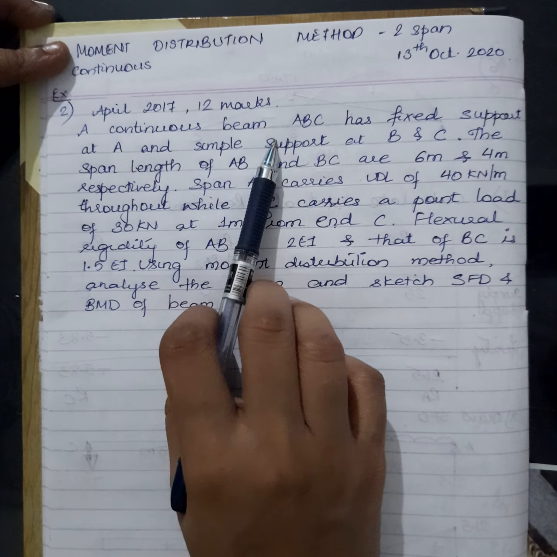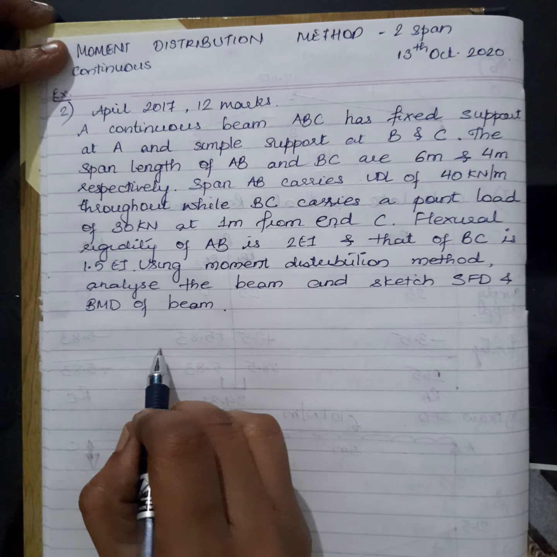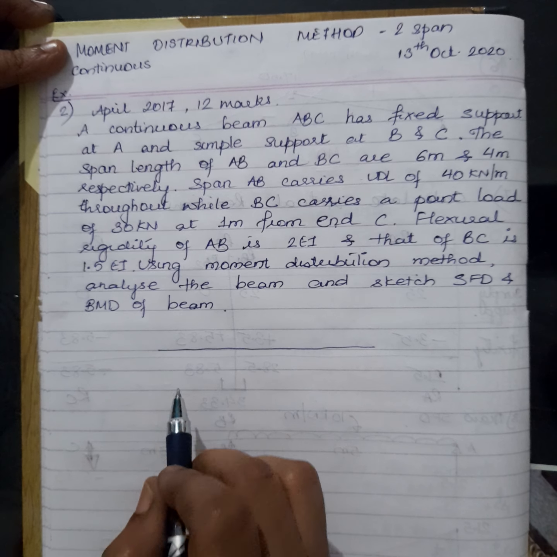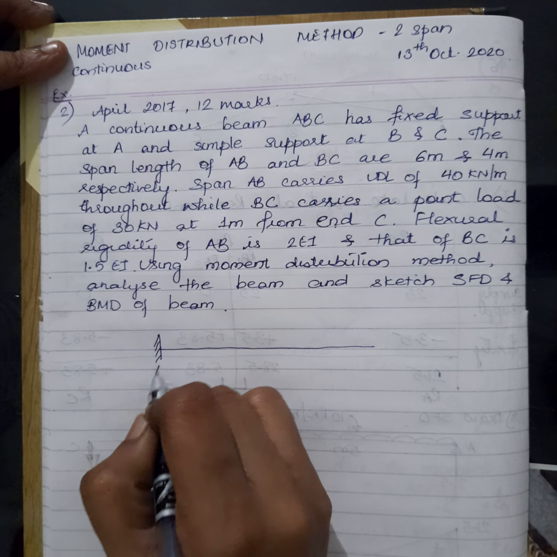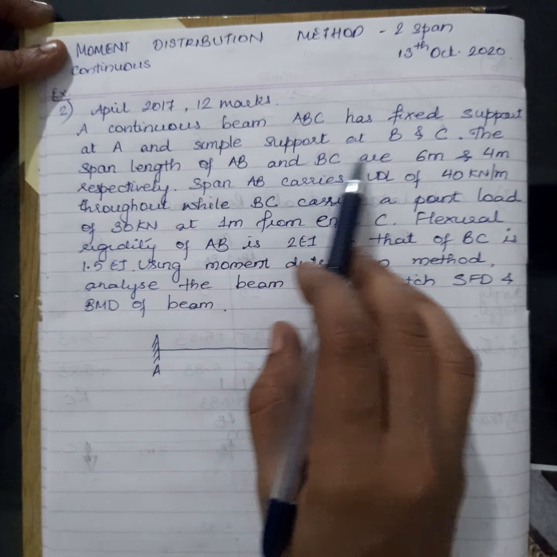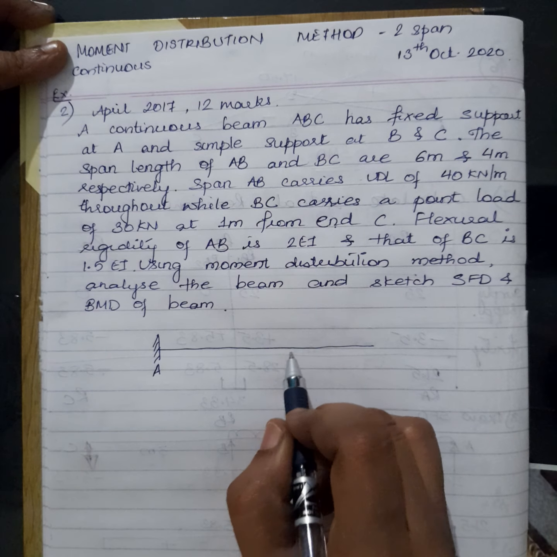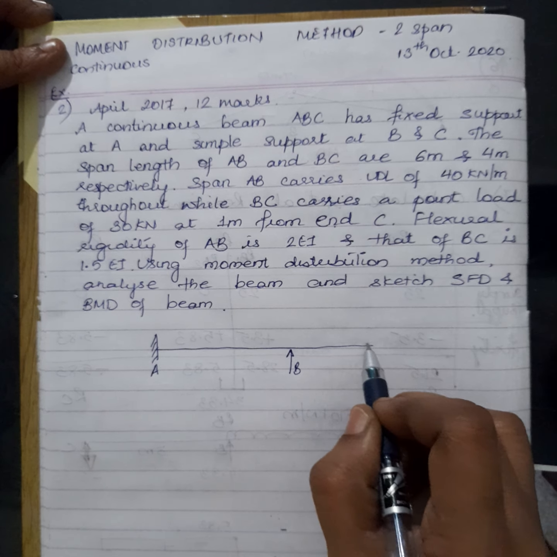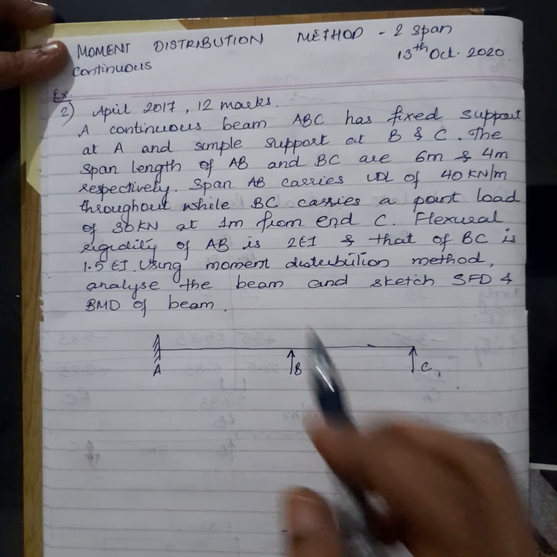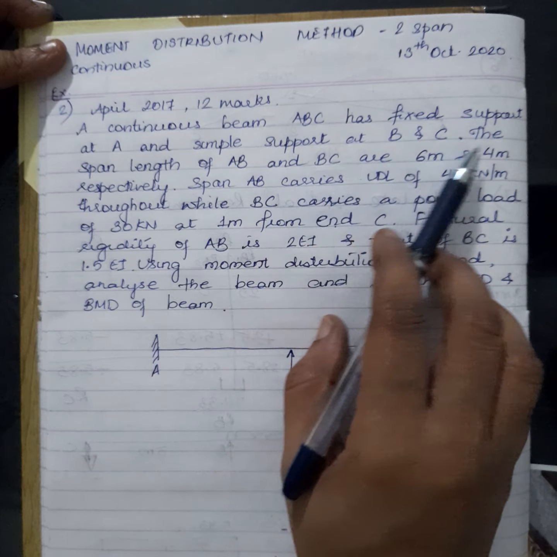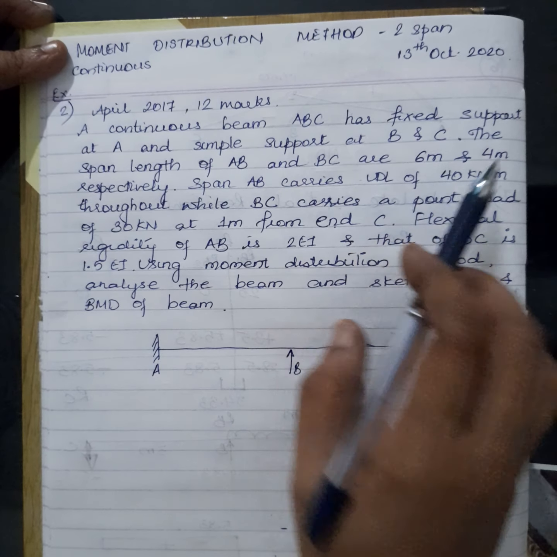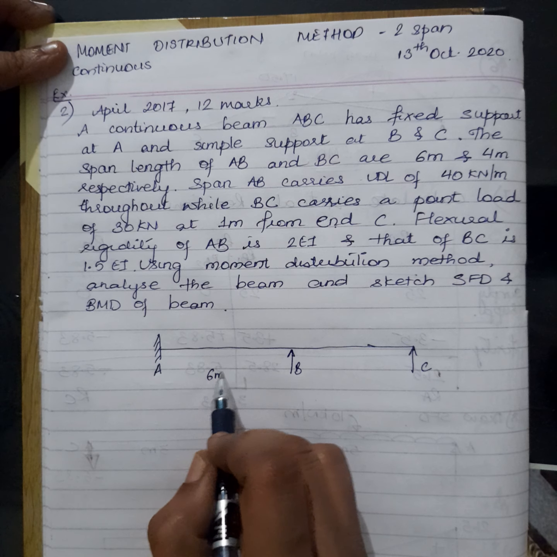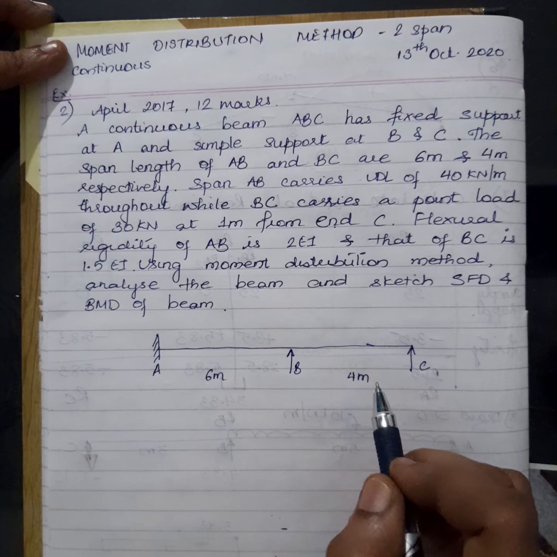A continuous beam ABC. So I draw it here. The span ABC has a fixed support at A. So this A support is fixed, and there are simple supports at B and C. The span lengths of AB and BC are 6 meters and 4 meters. So AB is 6 meters, BC is 4 meters.